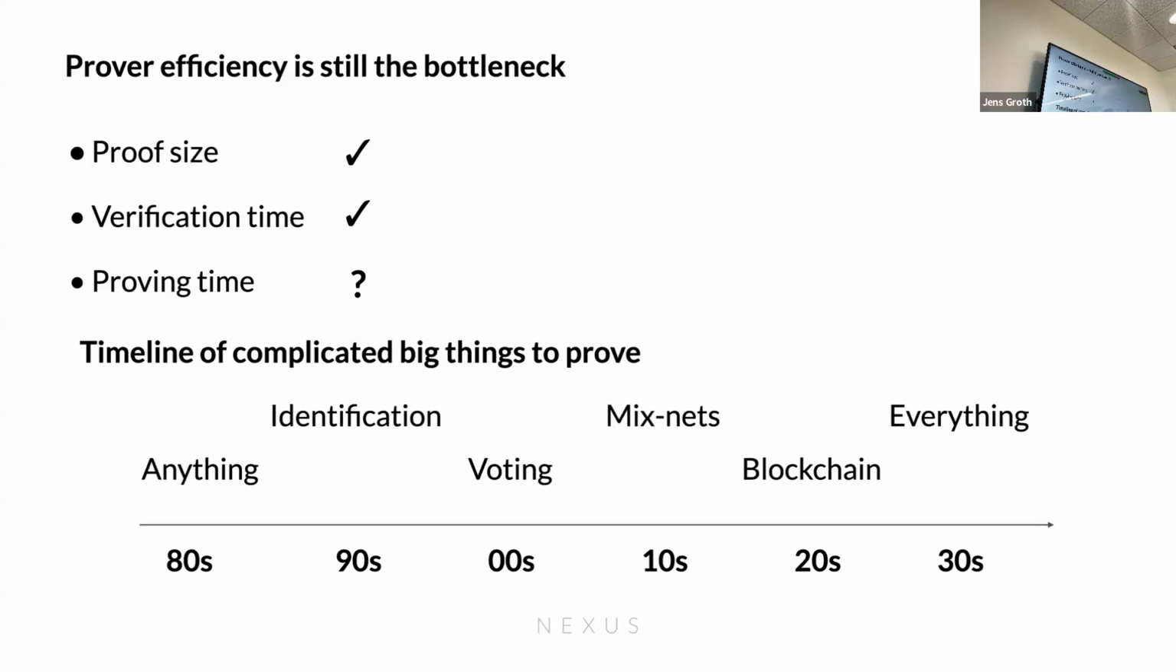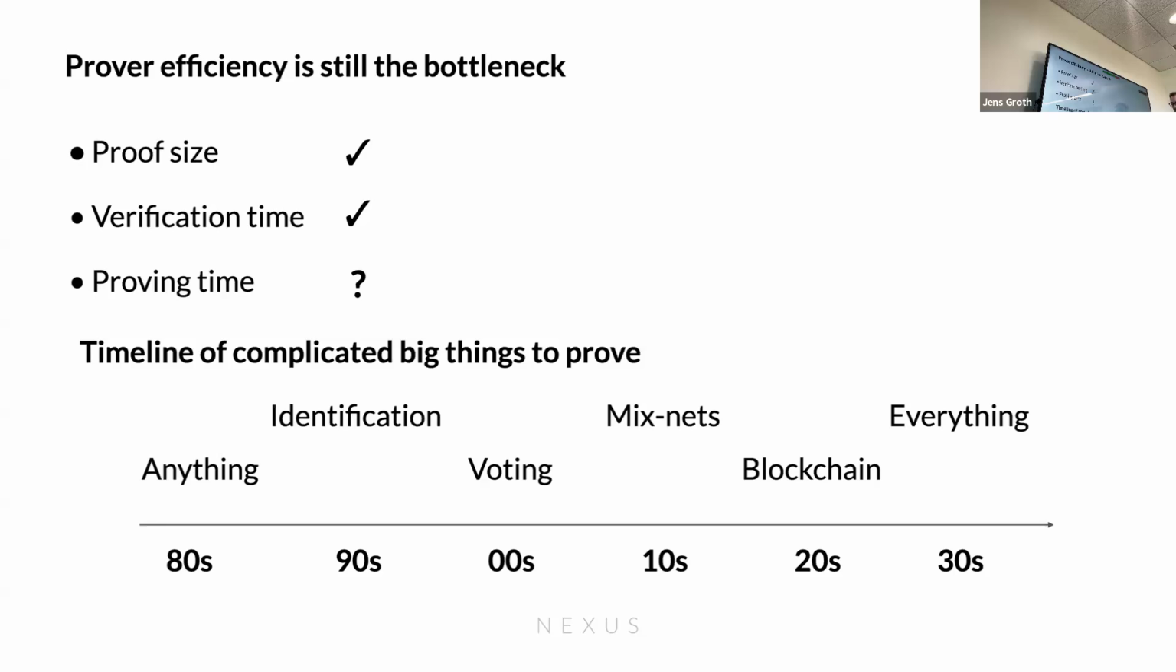And there the game was, the user has an encrypted vote. They are using their browser. They want to prove that it's a valid vote that they have encrypted. And that would take a few minutes, right? And not really a good user experience. And the game was really to get that down to a few seconds, right? With a lot of hand-engineered proving techniques.